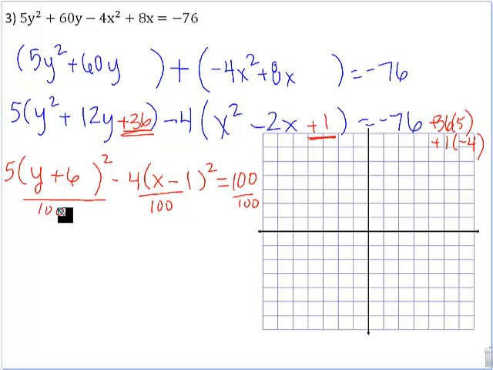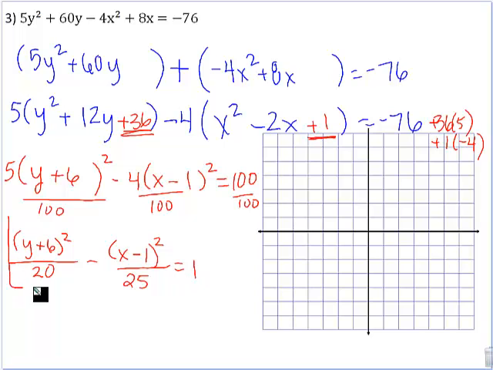Well, the minus sign is going to dictate that. The minus sign has to be between the two. Okay? So what would 5 over 100 reduce down to? Yep, to 20. Minus, what would be the 4 over 100? 25. 25 is equal to 1. So there's our standard.